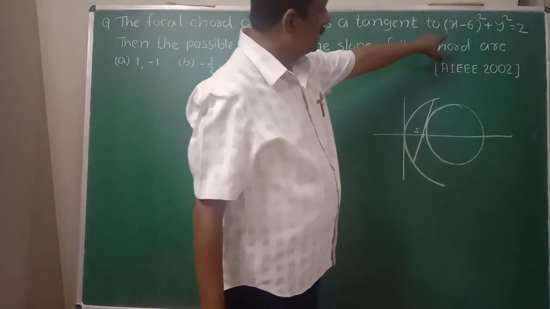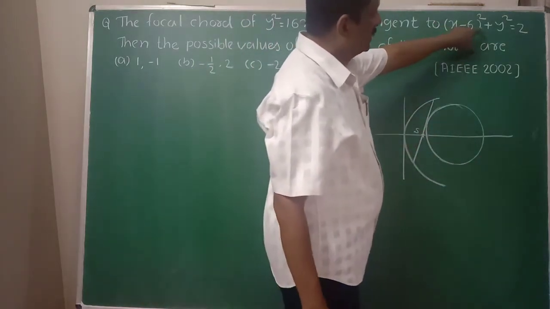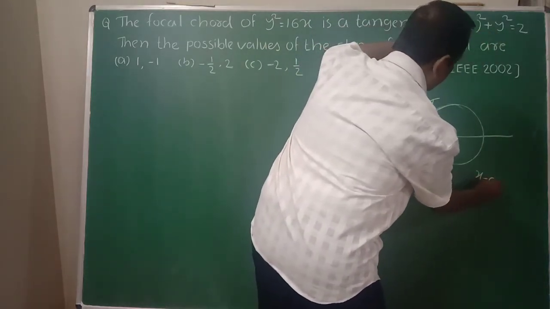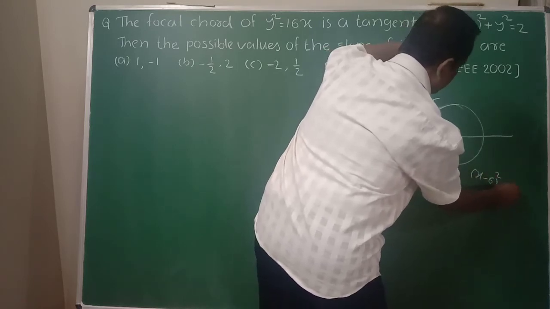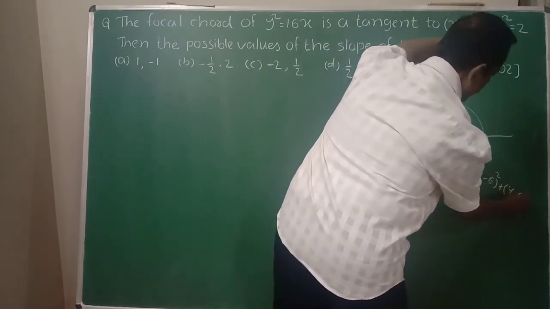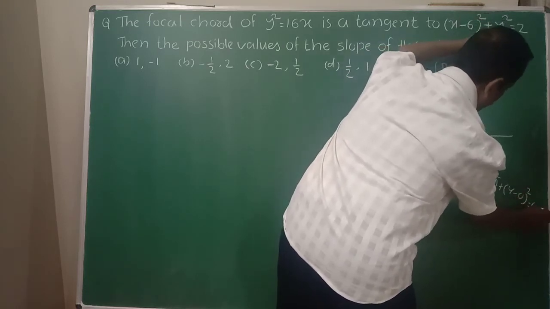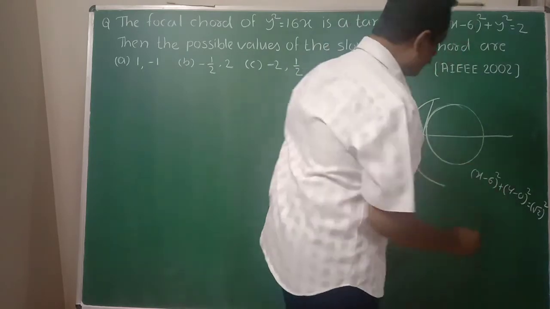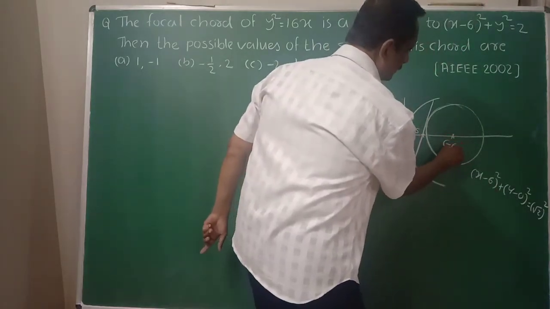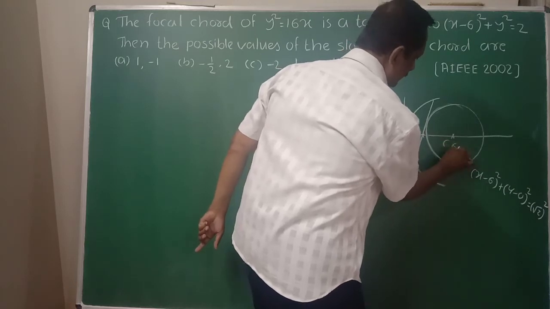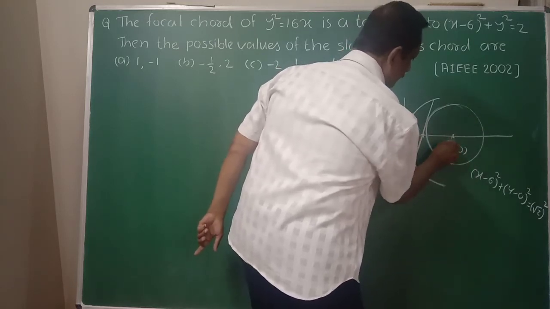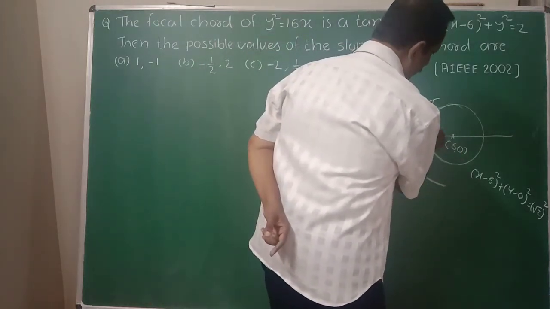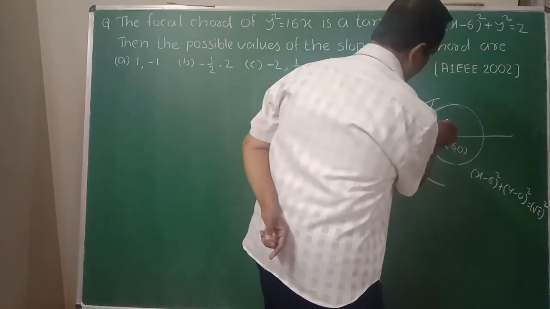So the equation of the circle is (x − 6)² + y² = 2. We can write this equation as (x − 6)² + (y − 0)² = (√2)². Then obviously the center of the circle is (6, 0), and the radius is √2 units.